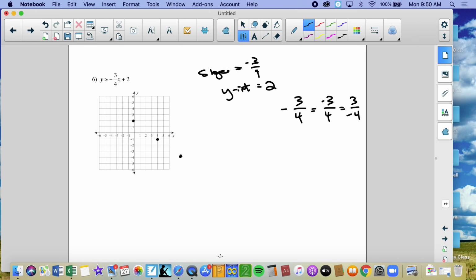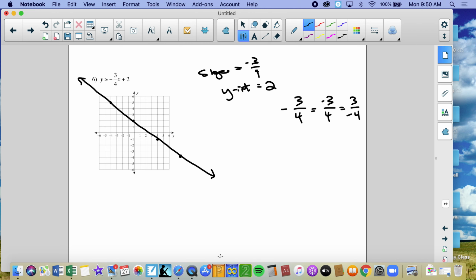Or I can go up 3, left 4. That probably would have been better. I make a solid line again, and it's closed because it's an equal to. That means the border is true. All border points, all points on that line are going to be true if we plug those in.